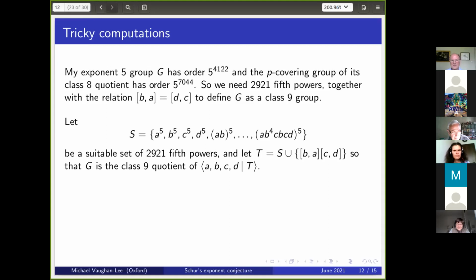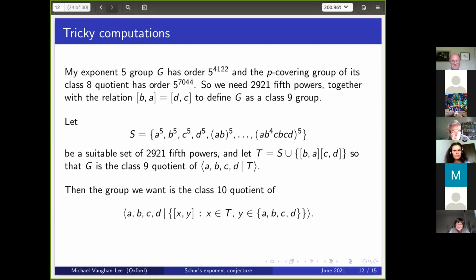And so you then take a set of relators, all these fifth powers together with the relator [B,A][C,D]. So that's the same as the relation [B,A] = [D,C]. And then G is the class 9 quotient of ABCD with these relations. And then we want the central extension of that.